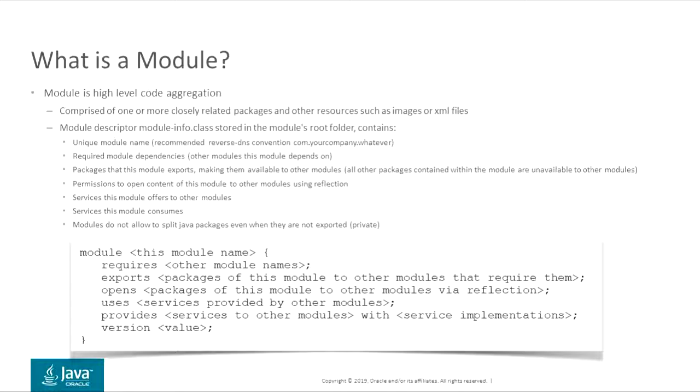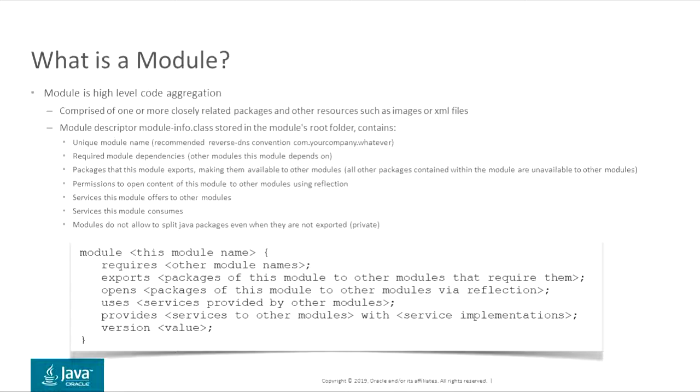reflection. So apparently now you can impose a physical restriction on the code that does not allow you using reflection, which basically keeps private things, well, really private. You may offer services from modules and consume these services in other modules. And one more important thing, modules do not allow to split content of a package into two different modules, even if it is private.